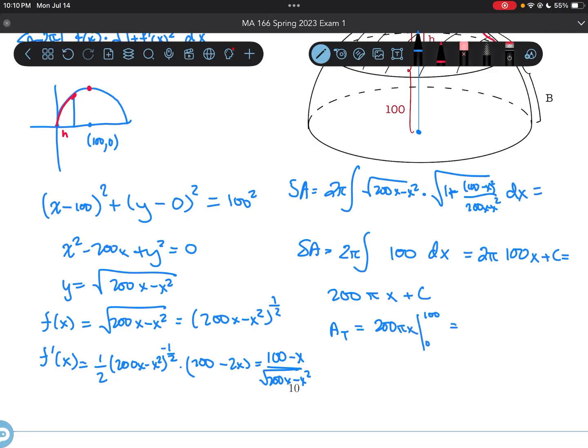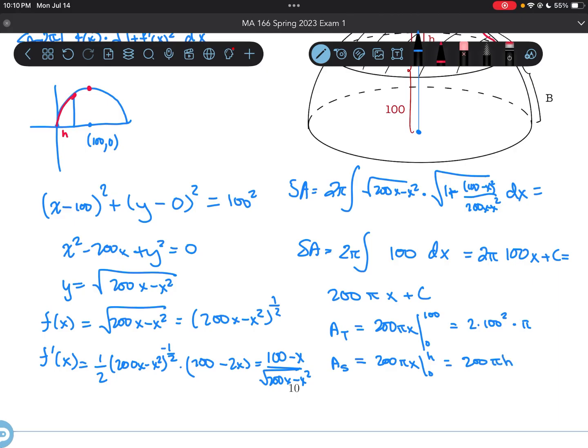And I get 2 times 100 squared times pi. Okay, so that is the total area of the hemisphere. The area of the sphere cap, which I'm going to say is AS, is 200 pi times the integral of x from 0 to h. So what I get is 200 pi h.